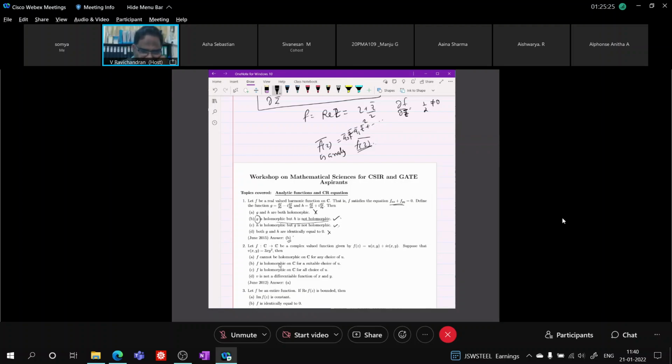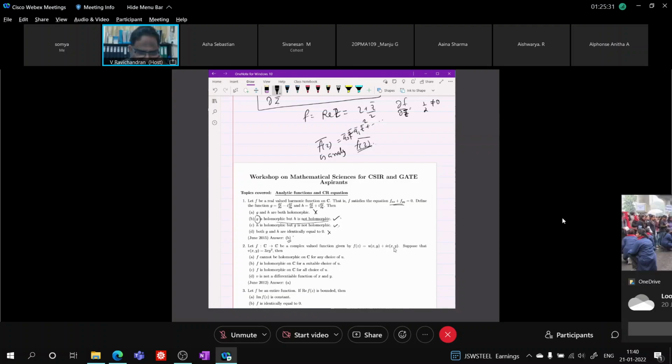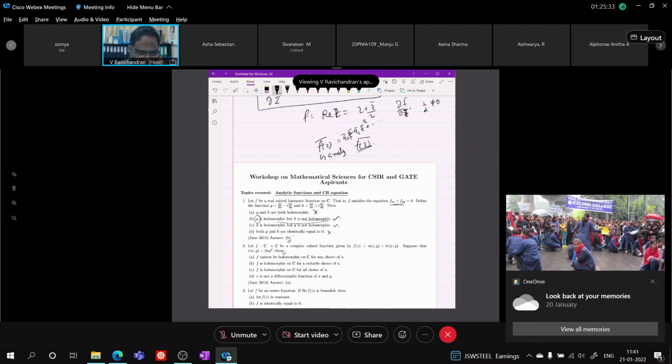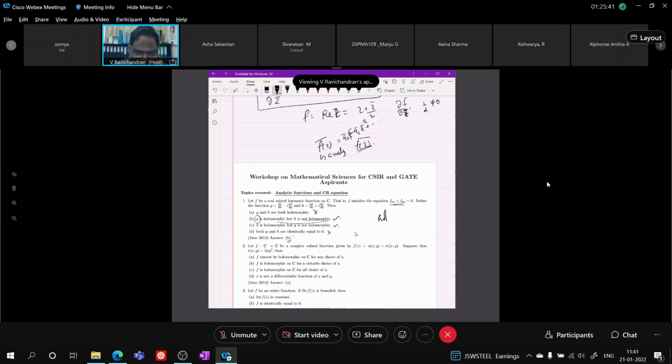The second question that we have here is that f is from C to C, and f of z is u plus iv, and v is given by this. So then there is something about whether it is holomorphic or something like that. I think probably you know the word holomorphic is the same as analytic, and probably it is also equivalent to regular. So all these three words are one and the same thing.